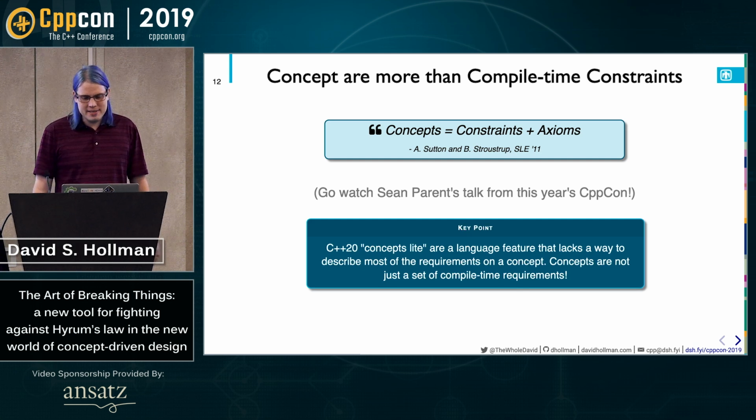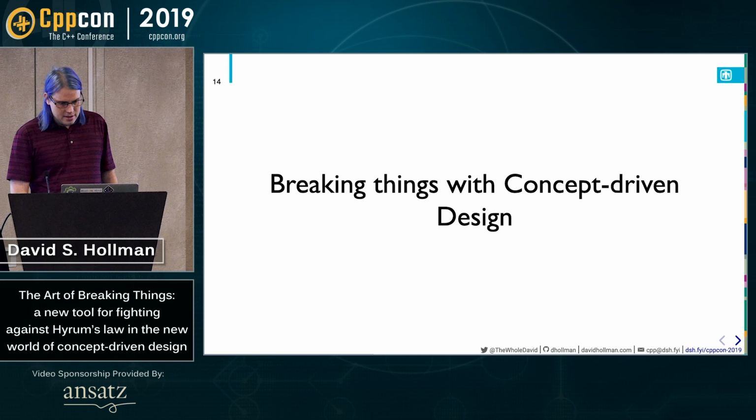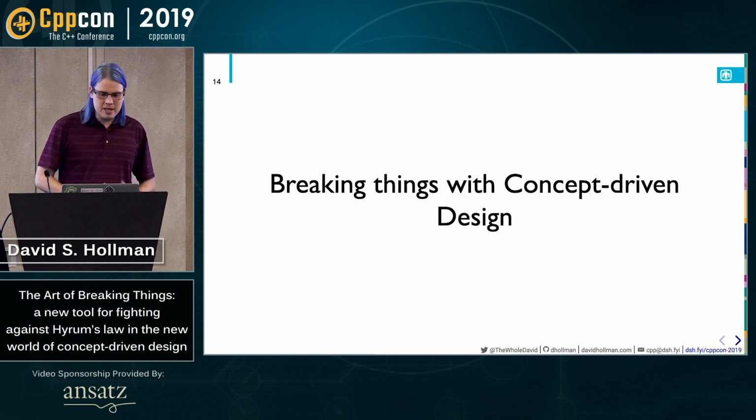So yeah, the key point is concepts light are a language feature that lacks a way to describe most of the requirements of a concept. Concepts are not just a set of compile time requirements, and in fact, most violations of implicit interface issues surrounding concepts have to do with their semantics and not with their syntactic constraints. So, all right, let me try and briefly explain what I mean by breaking things.